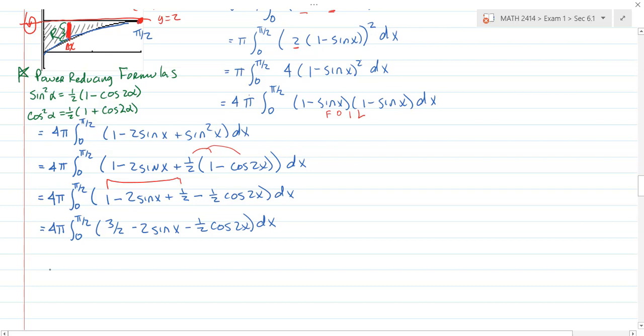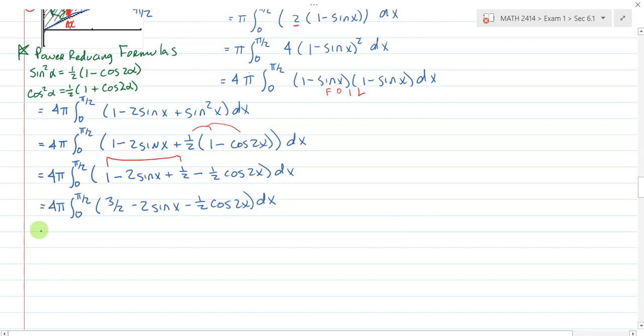And now you can distribute this or break this into 3 different problems or just integrate them all at once. I'm going to integrate them all at once. So we keep our constant of 4 pi. And when you integrate 3/2, what do you get? 3/2 x. And what do we get when we integrate sine? Negative cosine.